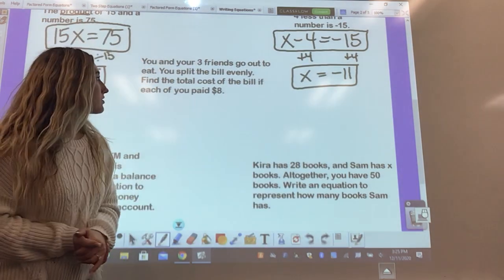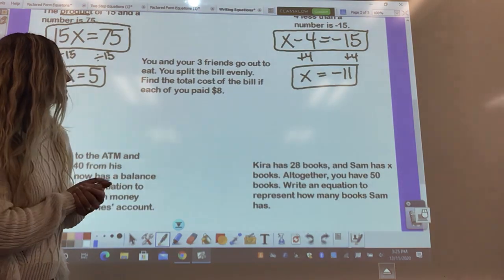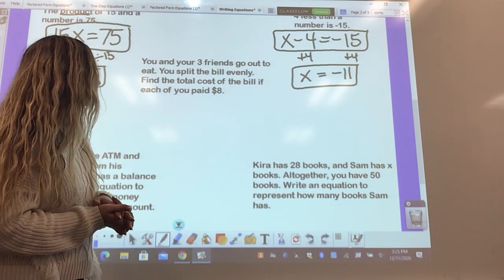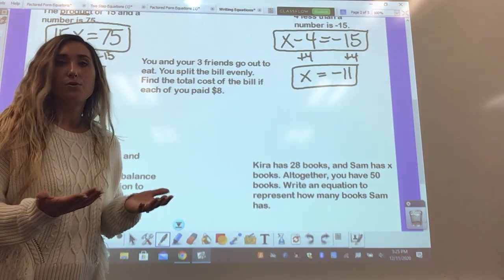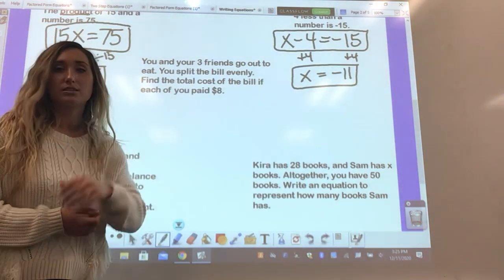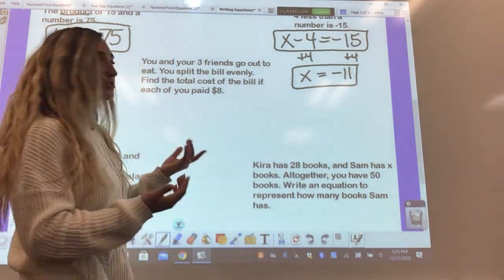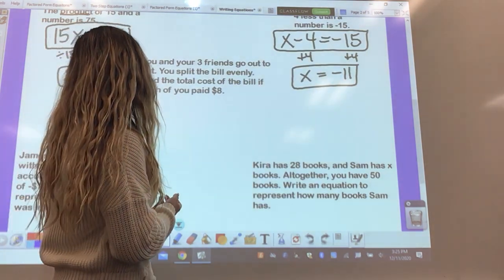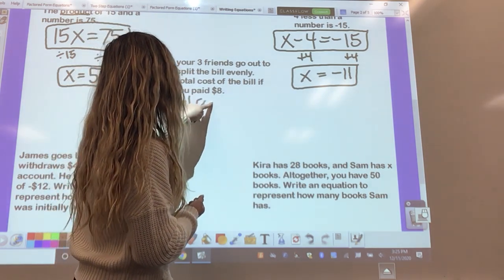All right, let's go to this middle example. You and your 3 friends, so that's 4 people altogether, go out to eat. You split the bill evenly. Find the total cost of the bill if each of you paid $8. So first we want to define the variable. What's the unknown in this scenario? So the unknown, what we want to find is the total cost of the bill. So you can choose the variable. I like to use the right letters to represent what we're talking about. So I'm going to use T for total cost.